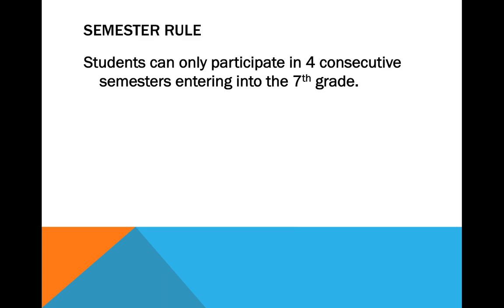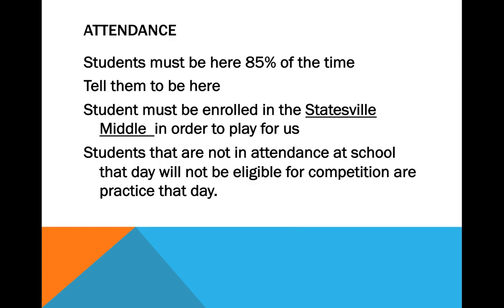Like I said, for eligibility we will check grades, we will check attendance, and we will check whether they live at that address in our assigned area. And if they don't live in that assigned area, then we'll make sure that they have gone through the proper steps to be at our school. We will work in accordance with administration and our data manager to get all that taken care of. Attendance: students must be here 85% of the time.